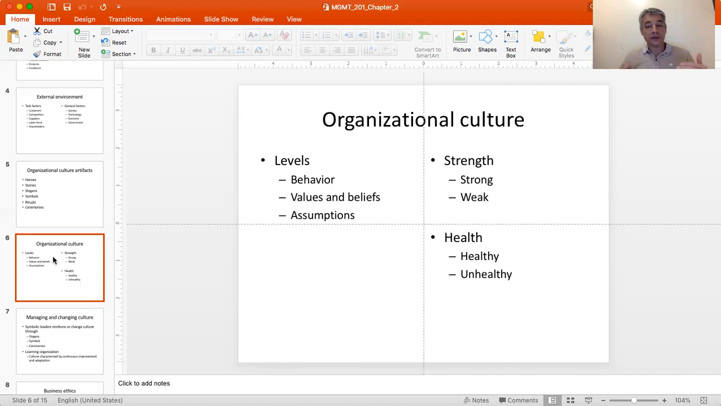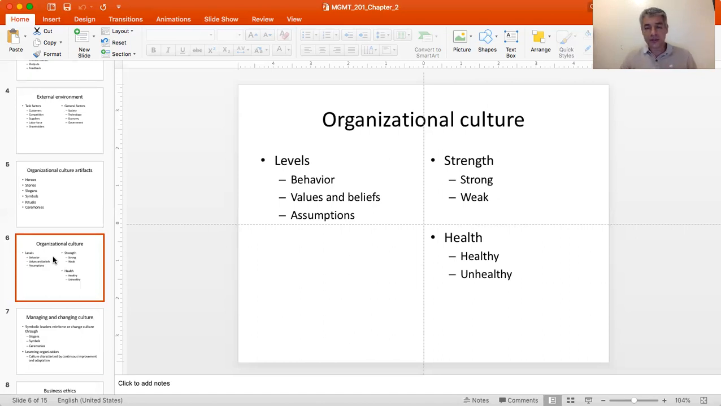Values and beliefs are something one level below the behavior. Your values and beliefs shape your behaviors, but you do not exactly observe those values and beliefs. You can infer them from companies' stories and from companies' heroes and maybe from some ceremonies, to see what is important to the company and to the employees, but it's fairly hard to capture. So this is something that determines your behavior, but by itself is hardly observable.